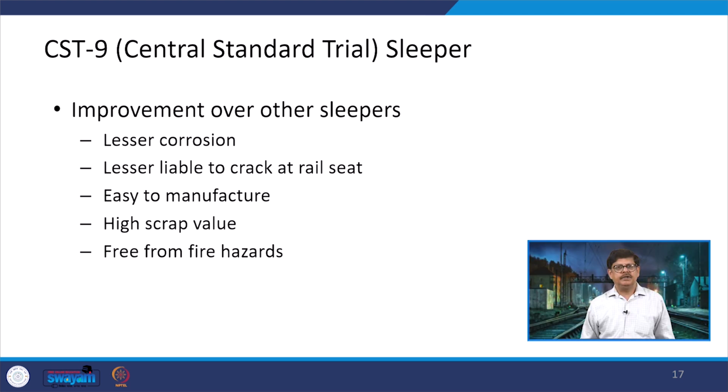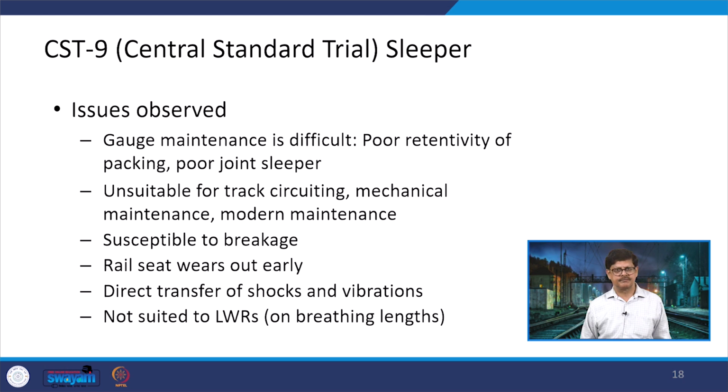Now, what was the improvement? The improvement was that there was lesser corrosion, and it was less liable to cracks at the rail seat, because many things have been used, and even a bearing plate has been provided. So, the load is getting distributed and the rail base or the foot is not penetrating into it. It was easy to manufacture, it had high scrap value, and it was free from fire hazards. So, these were the improvements over the other sleepers, but still some issues were there.